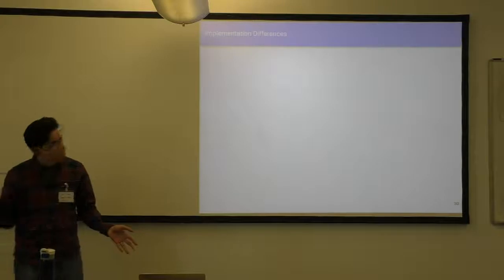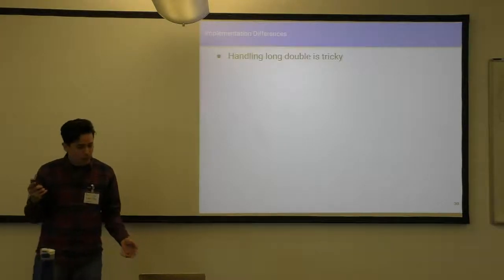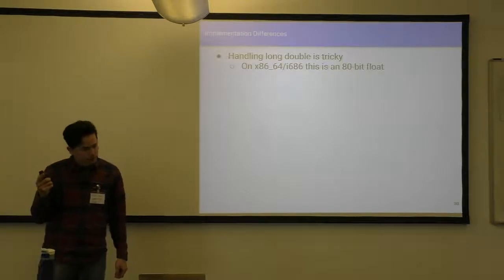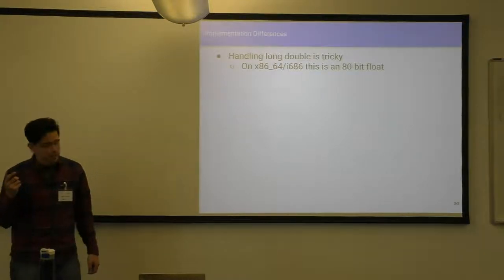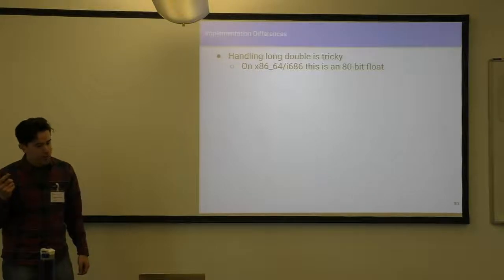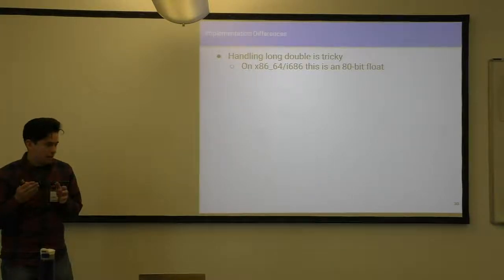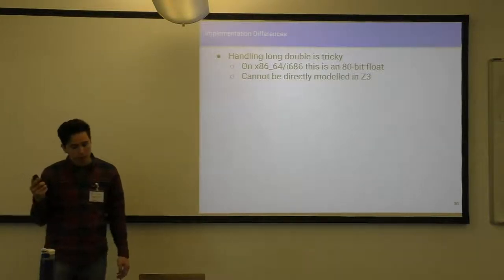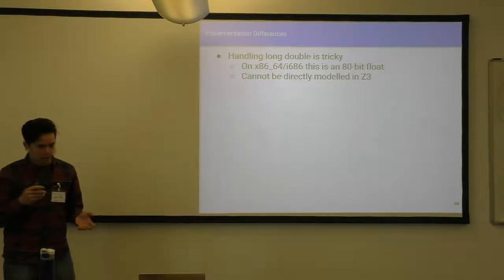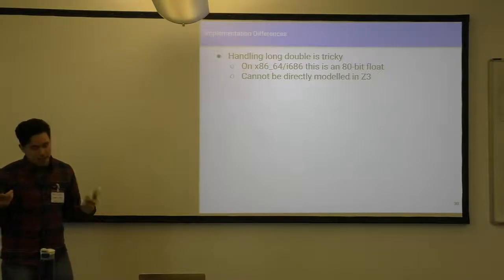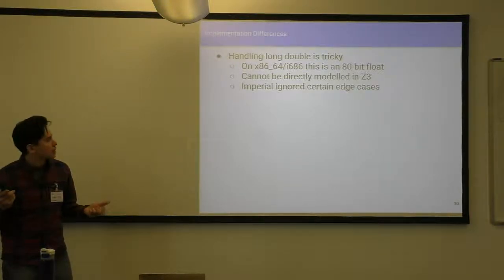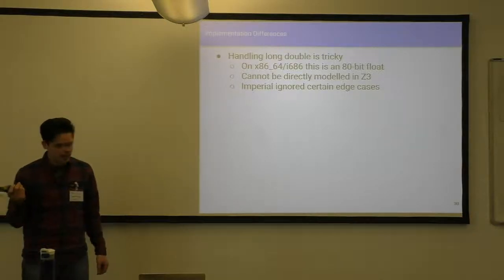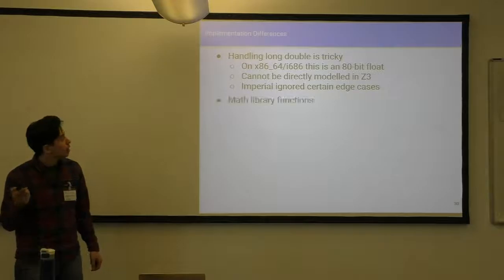Onto differences between the implementations. As I mentioned, handling this type of long double was a little bit tricky. On x86, this is an 80-bit float, which is not a binary format that's specified by IEEE 754, which means we can't model it directly in Z3, but we can model it indirectly, and both teams did that. But we did it in slightly different ways, and our way, Imperial's way, was technically slightly worse, so we ignored certain edge cases just to make our implementation simpler.